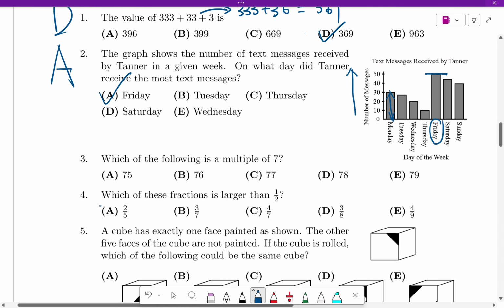Question 3. Which of the following is a multiple of 7? So we know that 77 is equal to 11 times 7. So 77 would be a multiple of 7.